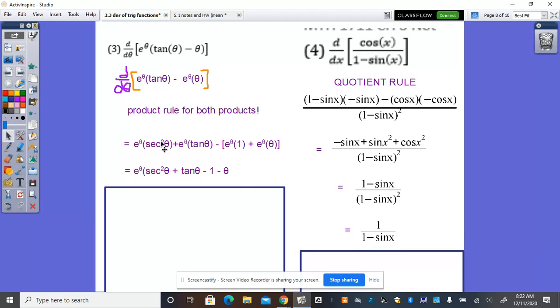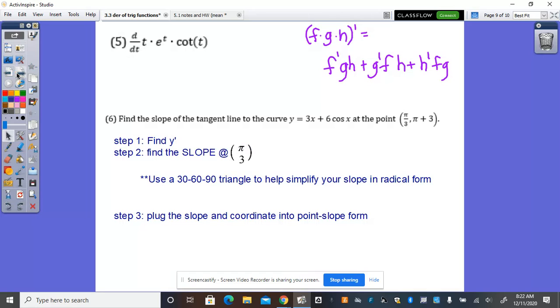Number 5 and 6, you're probably going to want to pause this, but I want you to finish number 5. And here's the product rule. If you have more than one product, more than one thing multiplied together, it kind of makes sense. So use this product rule to help you with 5. And then number 6, look at the step-by-step directions I've given you. And I want you to try to finish 5 and 6 on your own. So hopefully that helps and it makes sense.